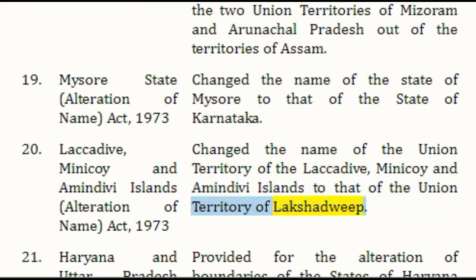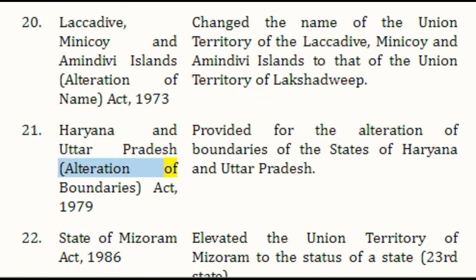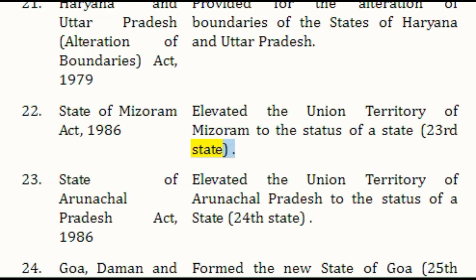of Lakshadweep. 21. Haryana and Uttar Pradesh, Alteration of Boundaries, Act, 1979. Provided for the alteration of boundaries of the states of Haryana and Uttar Pradesh. 22. State of Mizoram Act, 1986. Elevated the Union Territory of Mizoram to the status of a state, 23rd state.